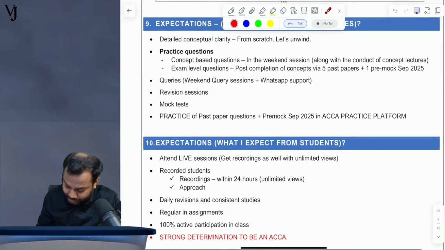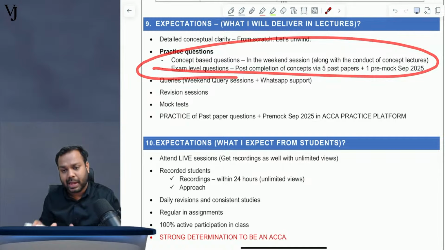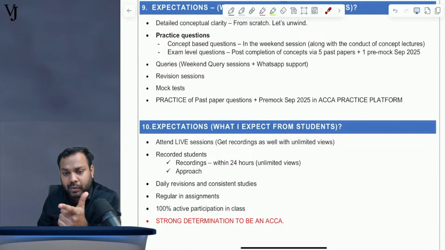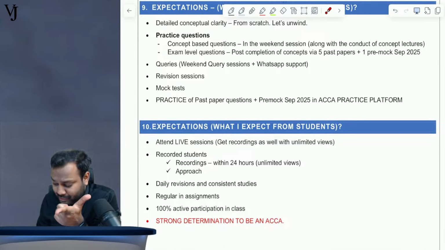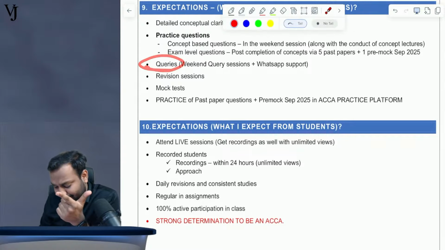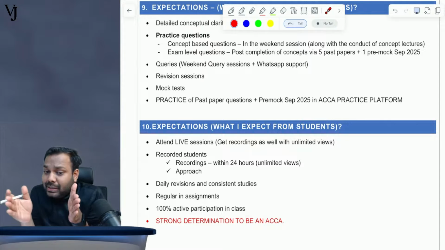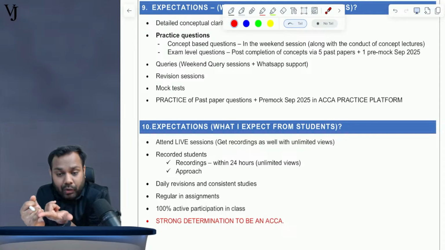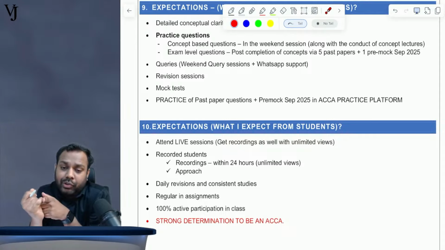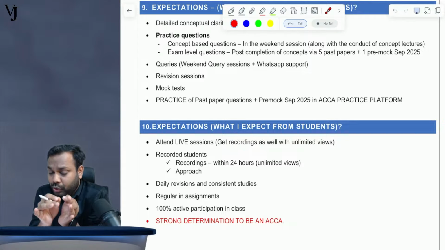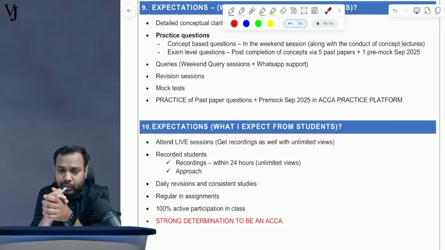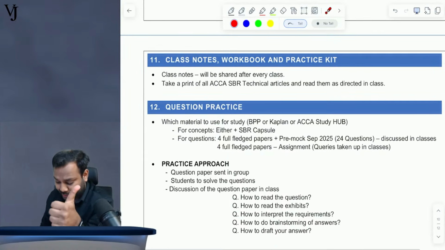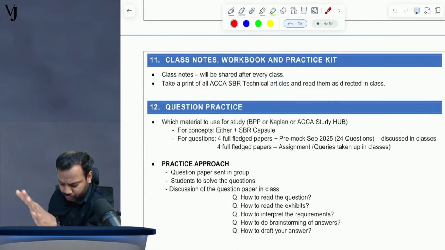Now, the practice of questions, I have already explained the process for that. Mock test I've already told. After completion of the concept lectures and the practice sessions, we will enter into the era of queries and revisions. While the concept lectures are going on, you can ask your queries in the weekend query sessions, or in the dedicated WhatsApp group given to you, where I will respond within 24 hours. Class notes will be shared with you immediately after the classes. No need to worry at all from that perspective.